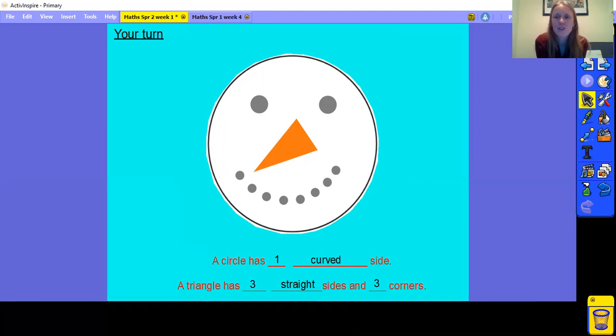Okay, let's see if you've found all of the shapes. So just like our cat, our snowman's face is made out of a circle. He has one curved side that goes all the way around, and that makes it a circle. Can you see any more circles? You're right, the eyes are circles too. And the mouth is made out of circles. Well done. They're very small, but they still have one curved side, and that makes them a circle. What about the triangle? Where is the triangle on our snowman? Oh, that's right. The triangle is the snowman's nose. It has 3 straight sides and 1, 2, 3 corners. Well done if you spotted that.